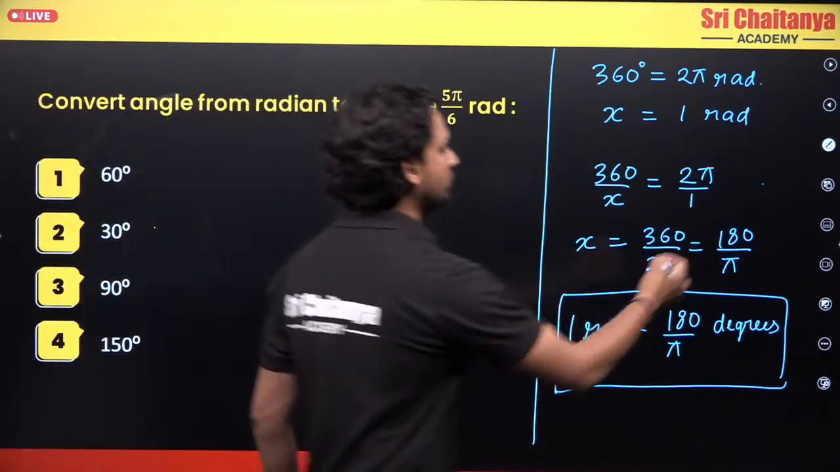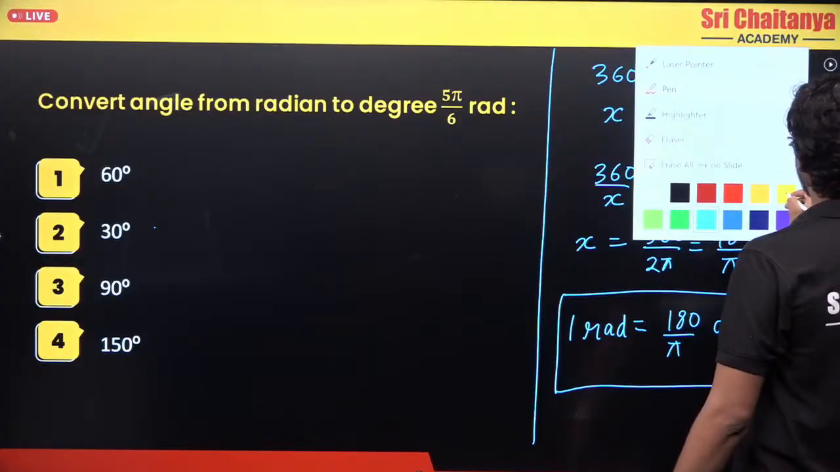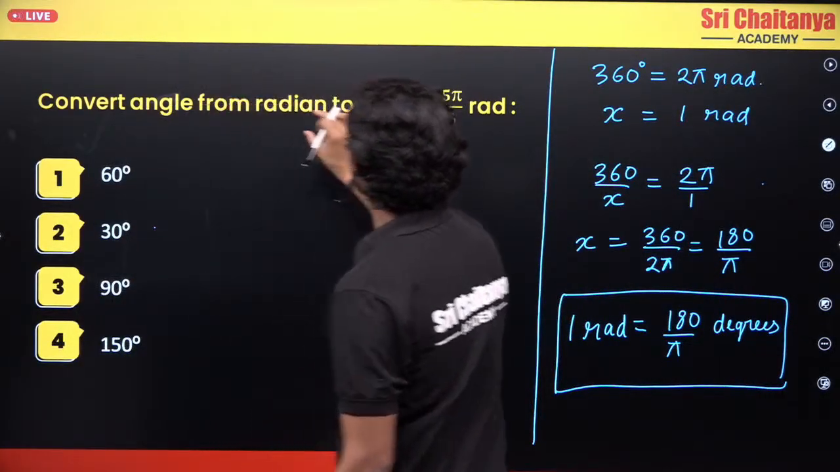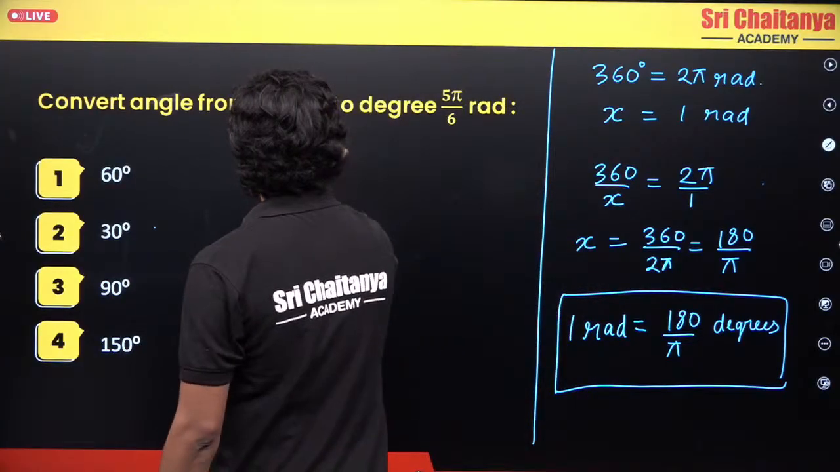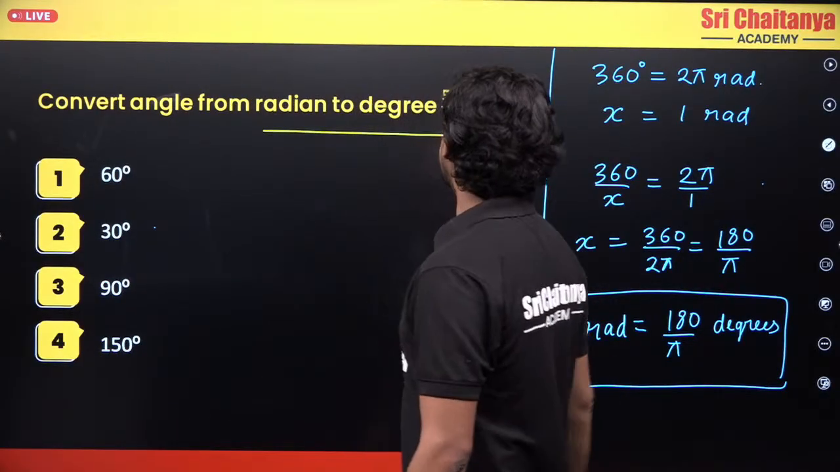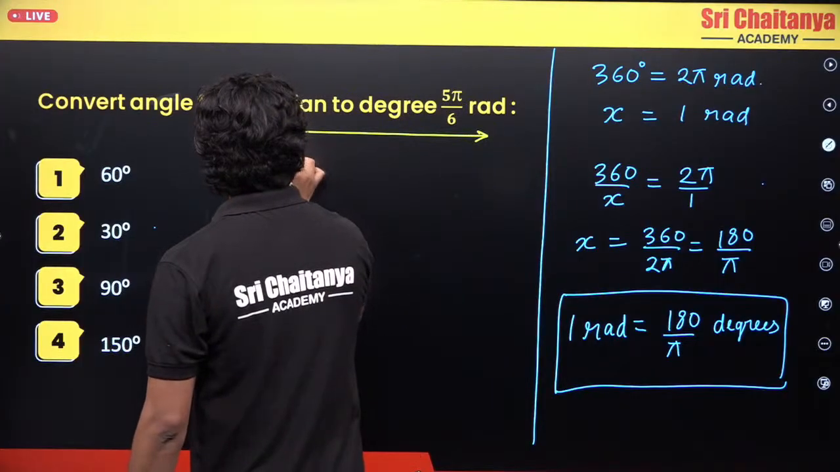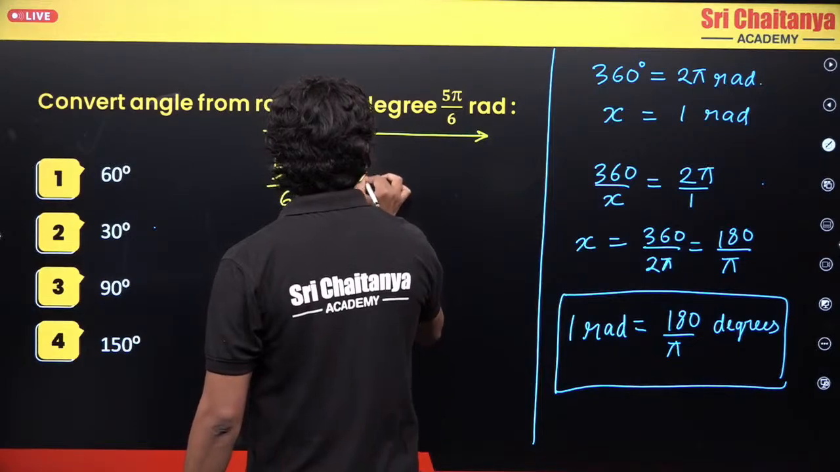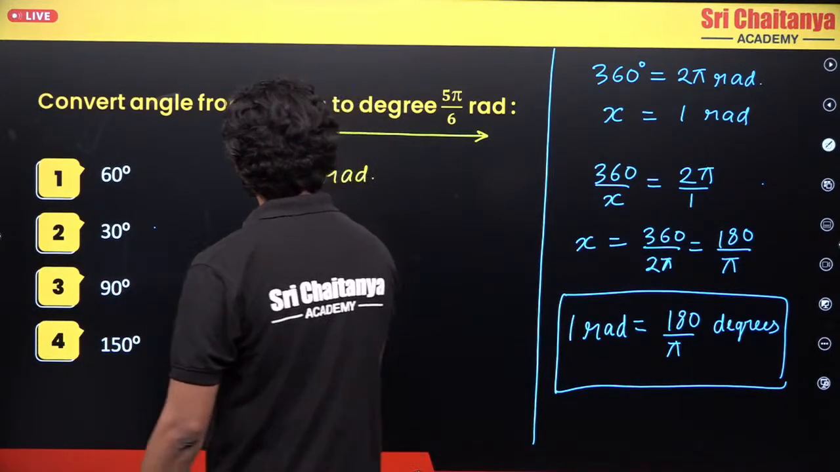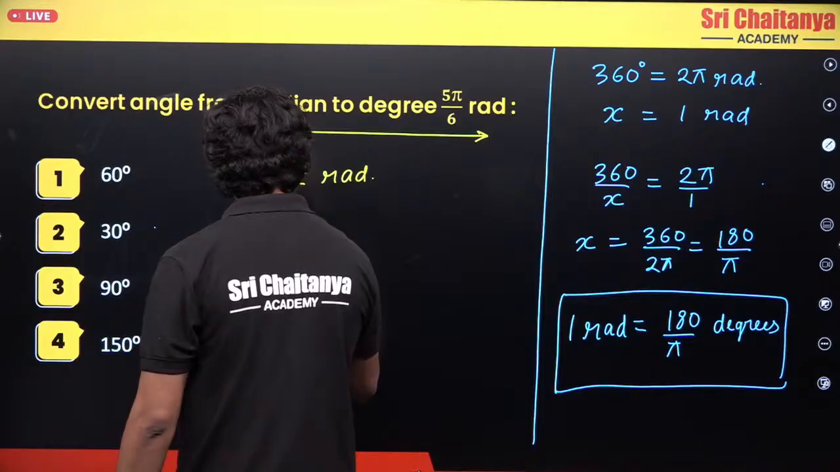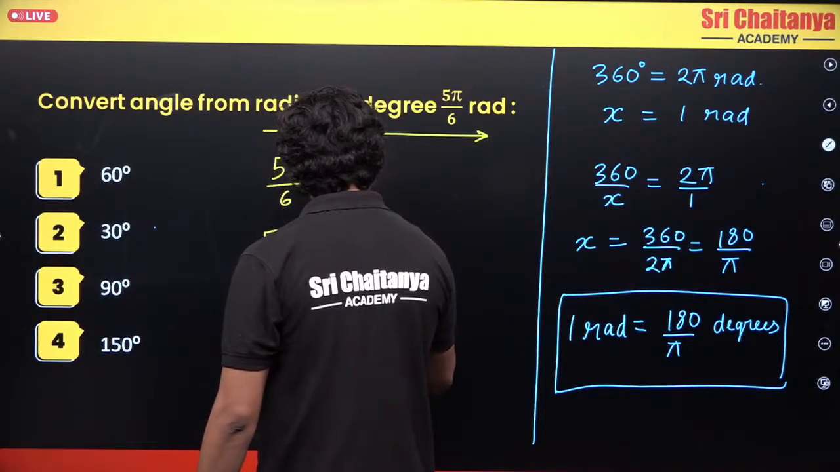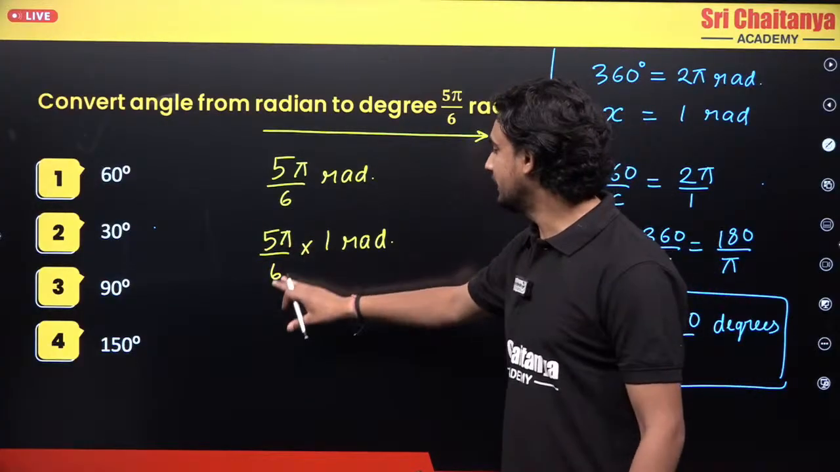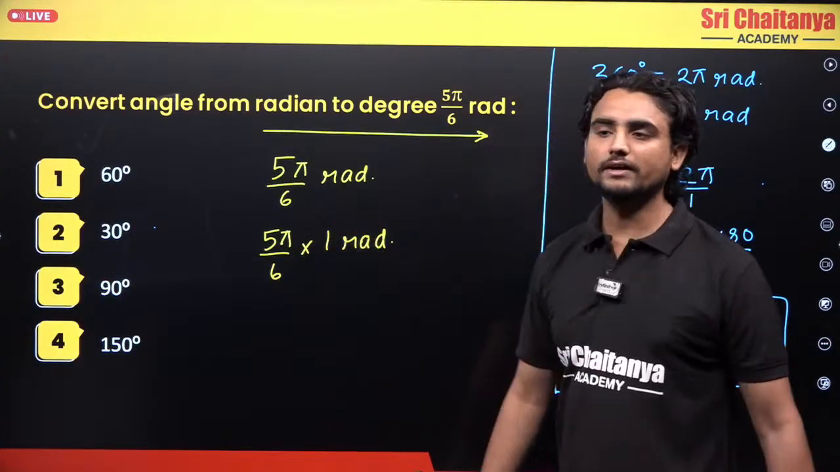So if I want to solve this question, what I'll do? We'll use the same formula, right? So what do I want to do? Convert angle from radians to degrees. Okay, I want to convert from radians to degrees. So what do I have? I have 5 pi by 6 radians, right? So what can I write this as? I can write this as 5 pi by 6 into 1 radian, right? This will not make any difference here.